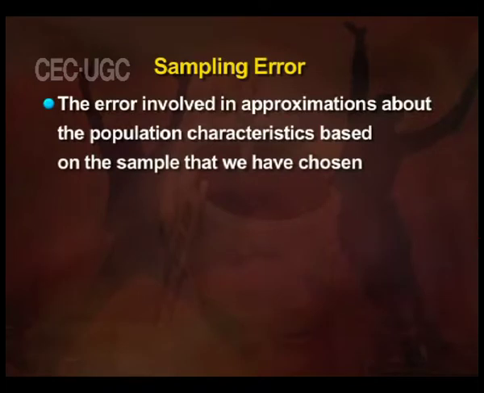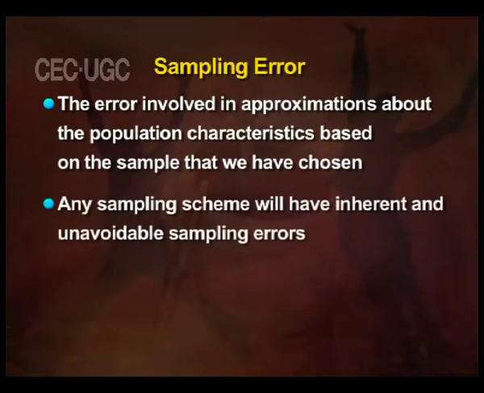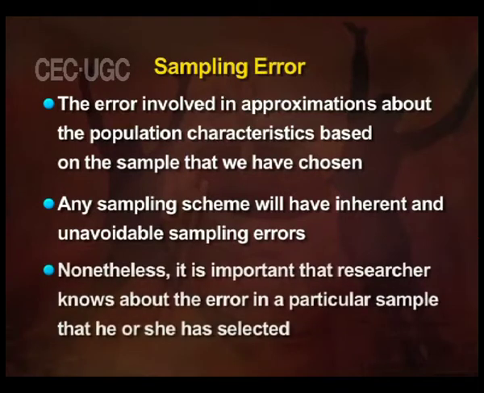Another concept that we must be aware of is sampling error. This is the error involved in approximations about the population characteristics based on the sample that we had chosen. Any sampling scheme will have inherent and unavoidable sampling errors. Nonetheless, it is important that the researcher knows about the error in a particular sample that he or she has selected.